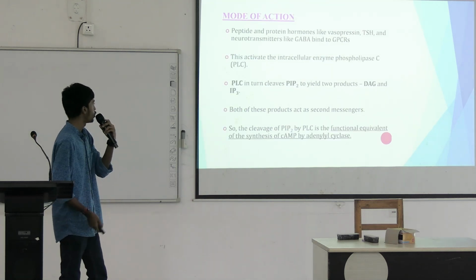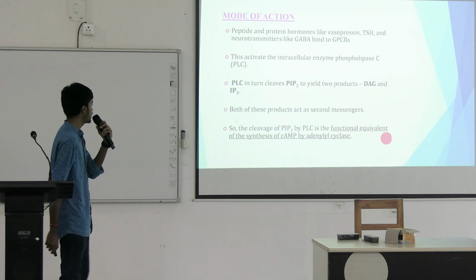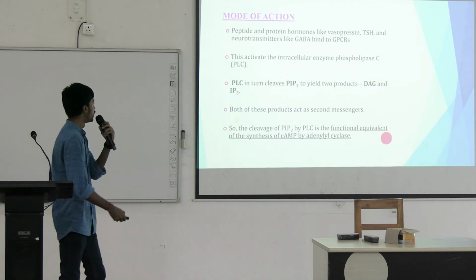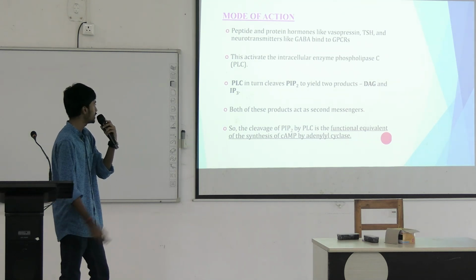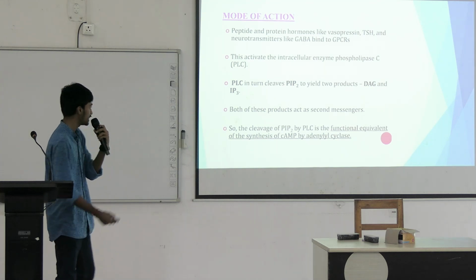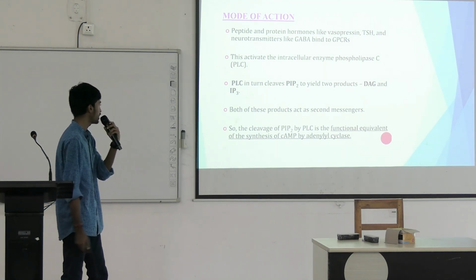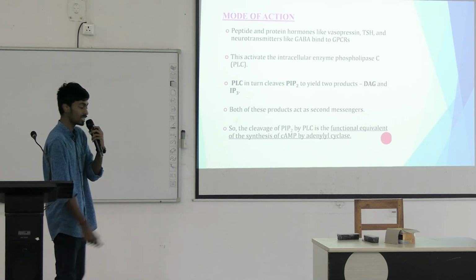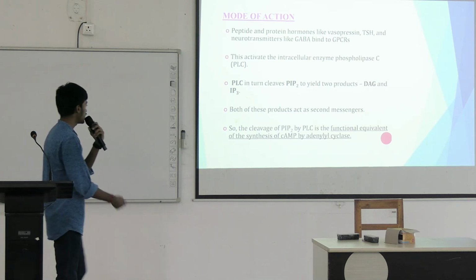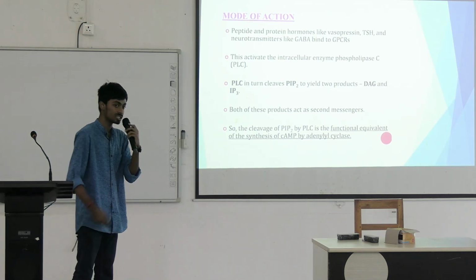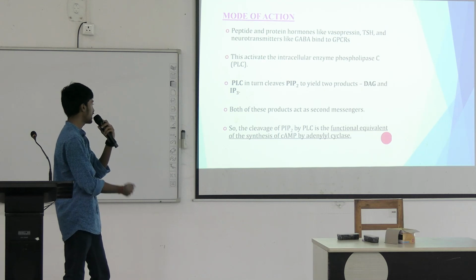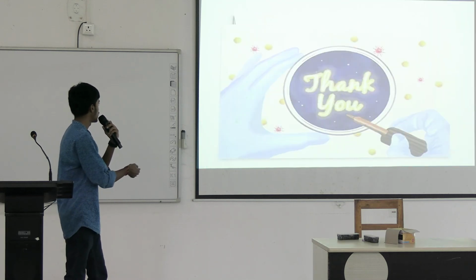The peptide and protein hormones like vasopressin, TSH, and neurotransmitters like GABA bind to the GPCRs, which activates the intracellular enzyme phospholipase C, which in turn cleaves PIP2 into two products, DAG and IP3. Both these products act as second messengers. So the cleavage of PIP2 by PLC is the functional equivalent of the synthesis of cAMP by adenylyl cyclase.